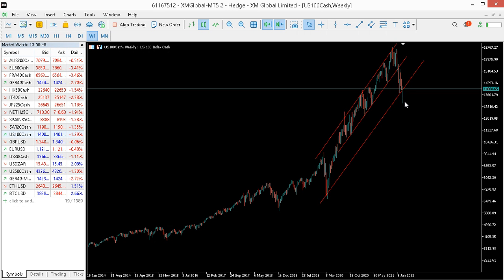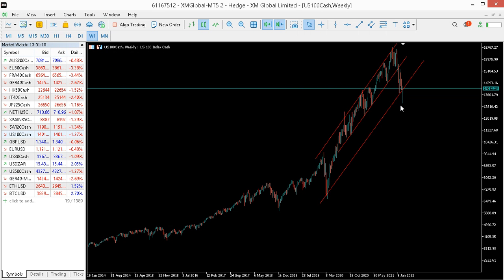But here, what we're seeing is our first rejection, showing us that the market could potentially be turning around. If this candle closes below this line, it means it's going to continue going down. But if it closes above this line, it means we're looking for a complete turnaround of this market.